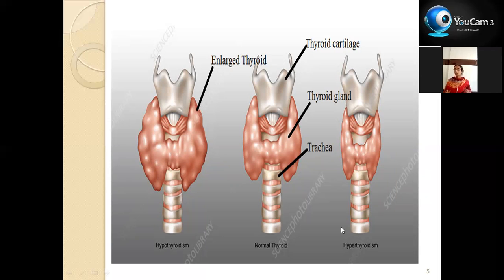Thyroid problems are of two types, hypothyroidism and hyperthyroidism. In hypothyroidism, the thyroid gland will get enlarged, but not in hyperthyroidism. Hypothyroidism occurs because the gland is not able to release the hormone. But in case of hyperthyroidism, an excess amount of hormones gets released, causing hyperthyroidism.